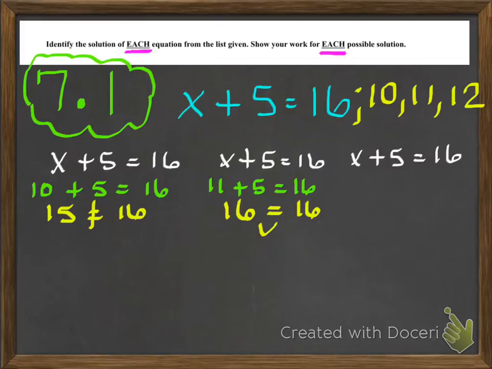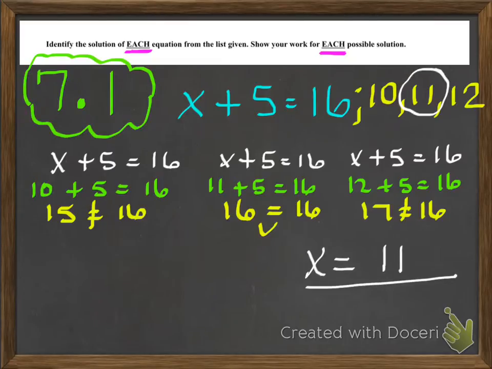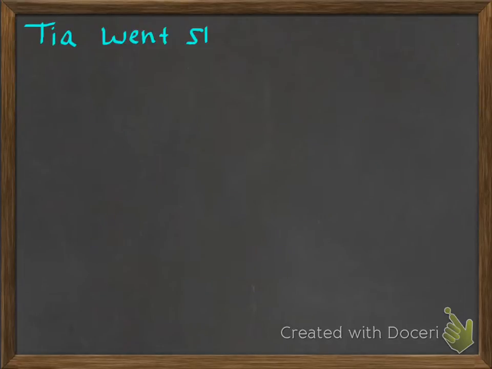You can't stop here even though you know the answer is 11. You need to complete the last problem, which will now say 12 plus 5 equals 16. And 12 plus 5 is actually 17, and 17 is not equal to 16. So then on the answer line, you would write x is equal to 11, like you see here.